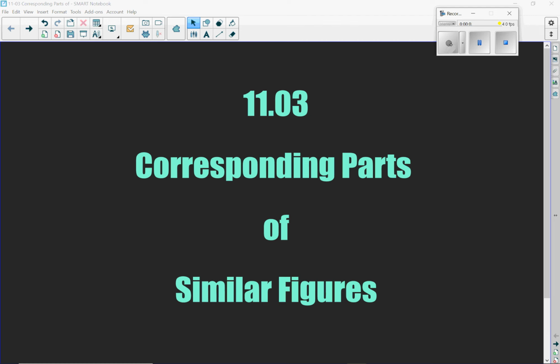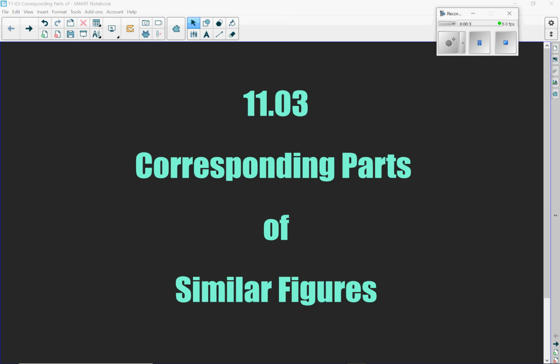All right, so in lesson 11.1, we talked about dilations, right? We wrote rules for dilations in the coordinate plane. We determined if something was a dilation, and generally figured out that a dilation takes an object and doesn't really change the shape of it. If it's an equilateral triangle, it's still going to be an equilateral triangle, but it just makes it bigger, which is an enlargement, or it makes it smaller, right? That's what a dilation does.